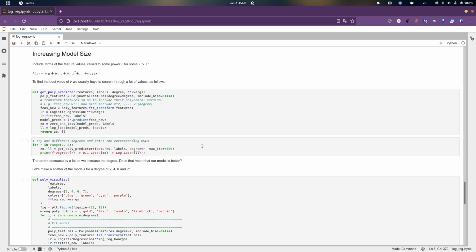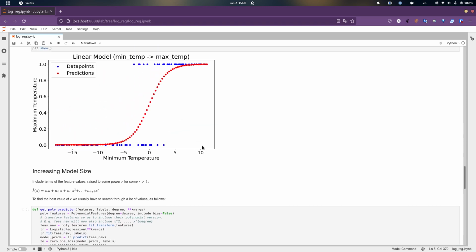Hi, this is the second part of the logistic regression video, and now we're going to talk about what happens when we increase the model size and include new features. So in the previous part we saw that the normal logistic regression model with normal features results in a pretty good model, but we did see some uncertainty here, and we are wondering, is there any way to fix that?